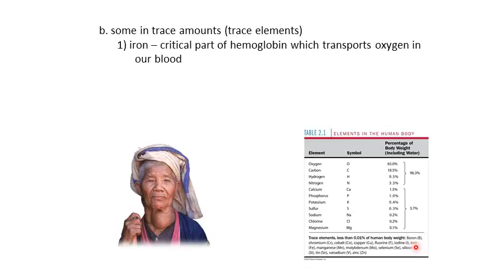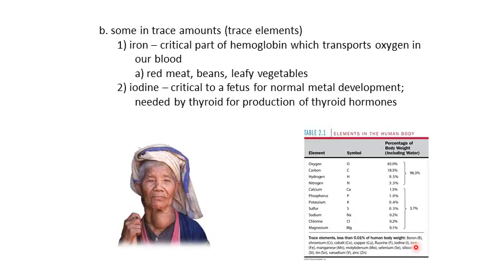We use iron in the building of our hemoglobin, and that's critical in transporting oxygen within our blood. Some sources of iron would include red meat, beans, and leafy vegetables. Iodine, another trace element, is critical to our well-being because it enables normal mental development at the time of the fetus. Also, even as we get older, we need iodine.